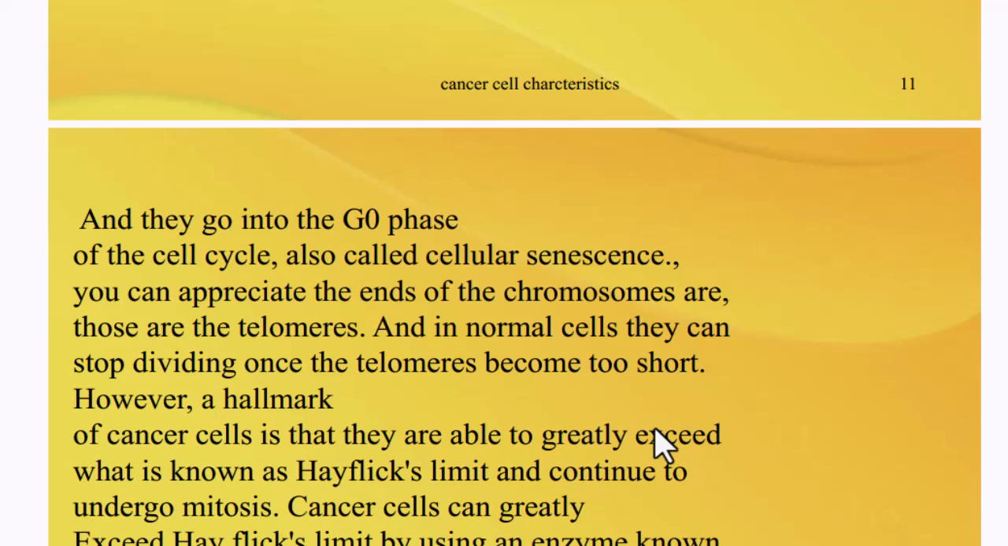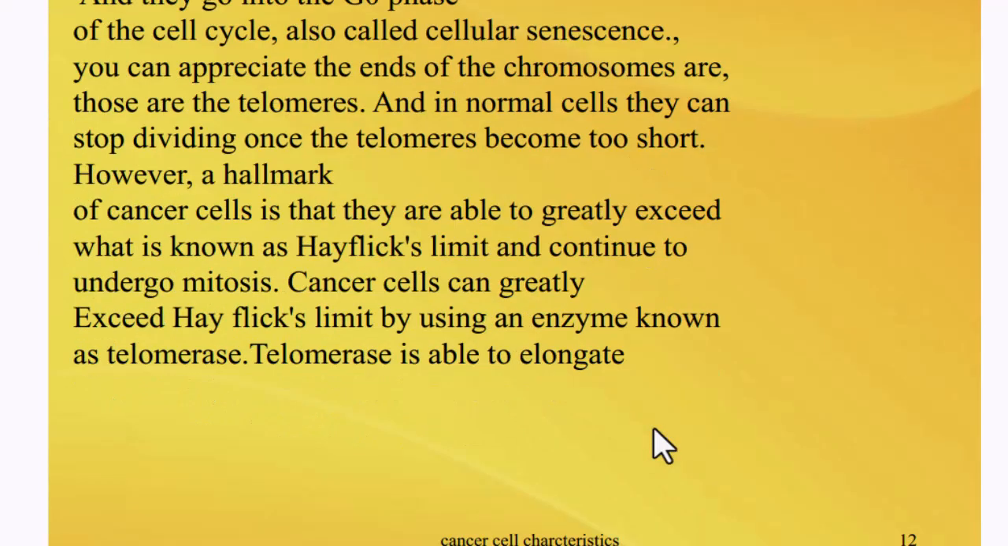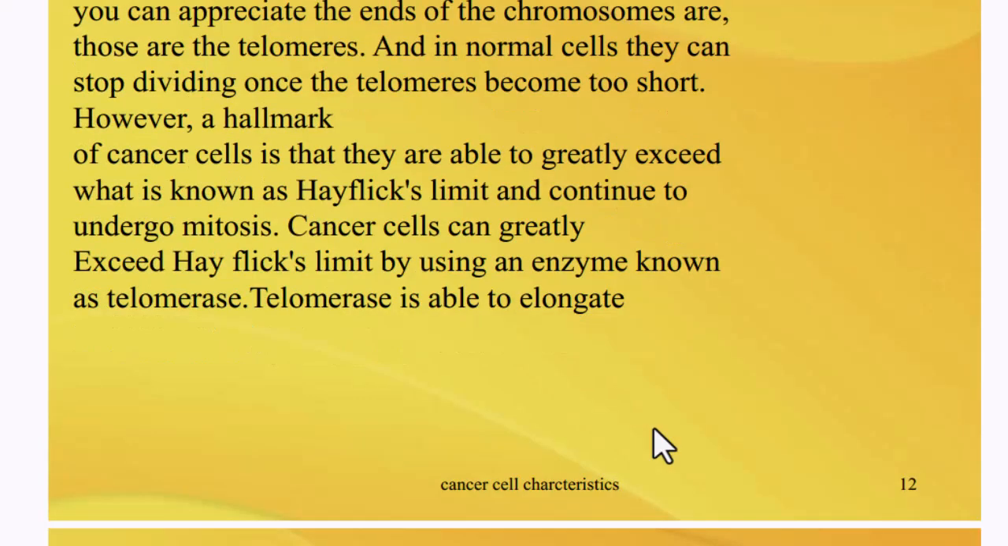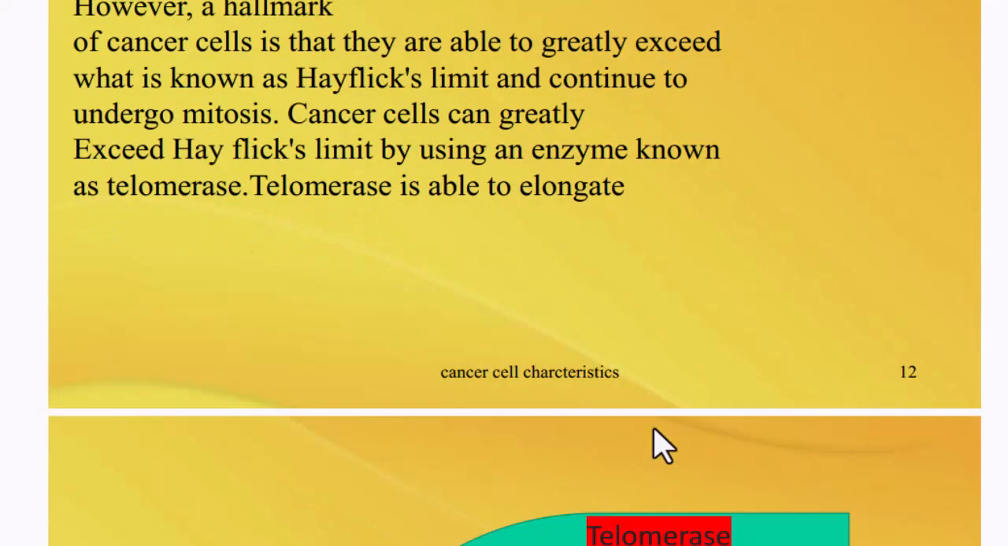You can appreciate the ends of the chromosome, those are the telomeres. The normal cell stops dividing once the telomeres become too short. Cancer cells are able to greatly exceed what is known as the Hayflick limit and continue to undergo mitosis. Cancer cells can do this by using an enzyme known as telomerase.